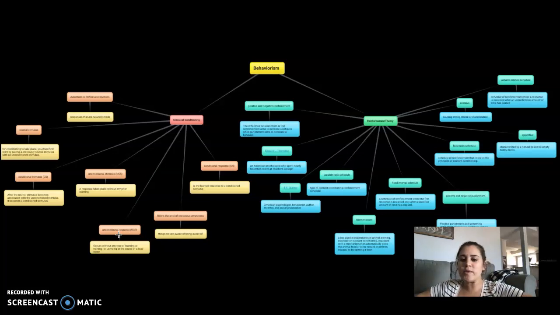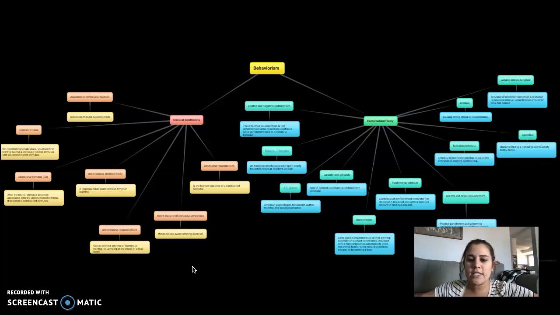This normally occurs without any type of learning or training. For example, jumping at the sound of a loud noise. So you're not trained to jump when you hear a loud noise, but when you hear one, your body automatically jumps at the sound. And then below the level of conscious awareness, things that we are aware of being aware of. It's kind of what that means. And then conditional response, also known as CR, is the learned response to a conditional stimulus.